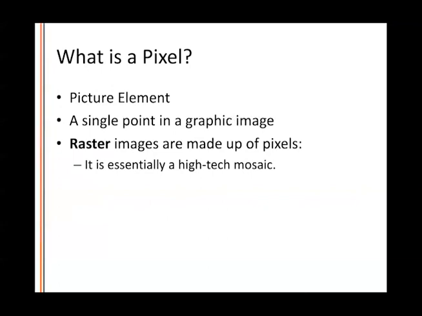So what is a pixel? Basically, it's an element of a picture, and any single point on an image or a graphic design is called a pixel. Rasterized images are made up of pixels. And so pixels are all the little dots that make up your photo.